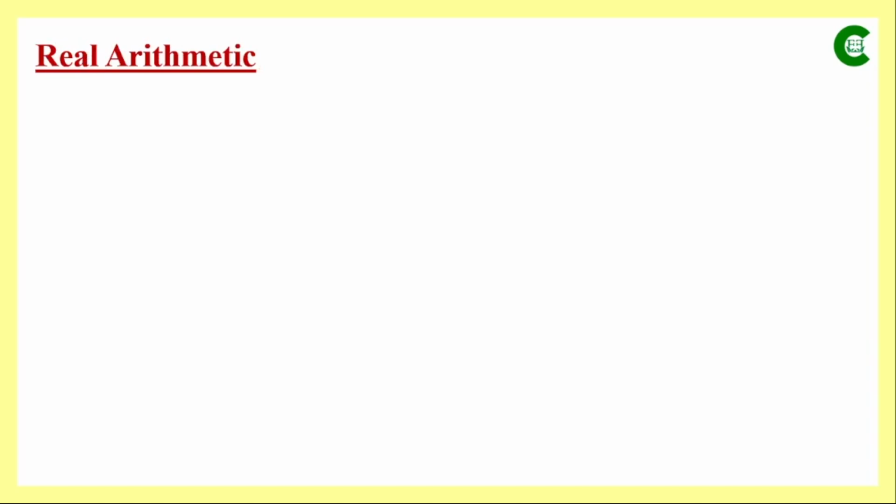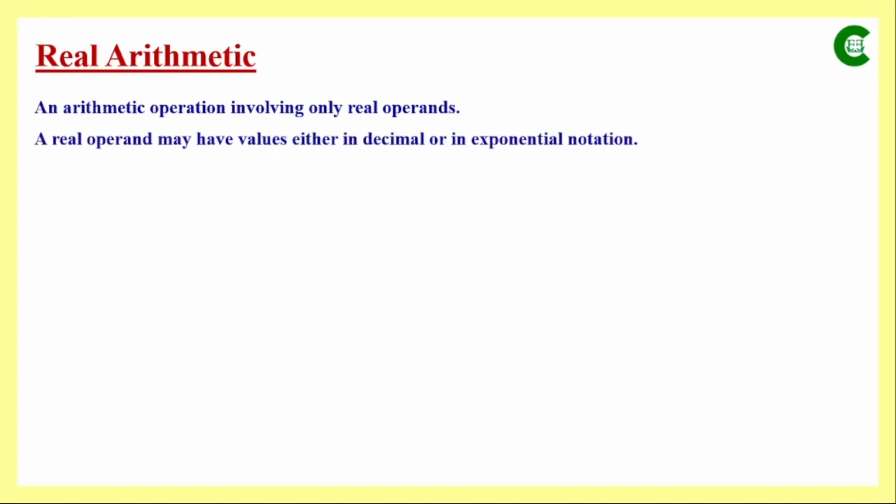Next type of arithmetic operation is real arithmetic operation. Real arithmetic operation is that operation where we have only real operands. So none of the operands will be integer. A real operand may have values either in decimal form or in exponential form. Final result may be an approximation of the correct result. Definitely, if it is an infinite decimal number, then somewhere it has to be truncated. And which result it will store finally depends on what data type we are using for the output variable.